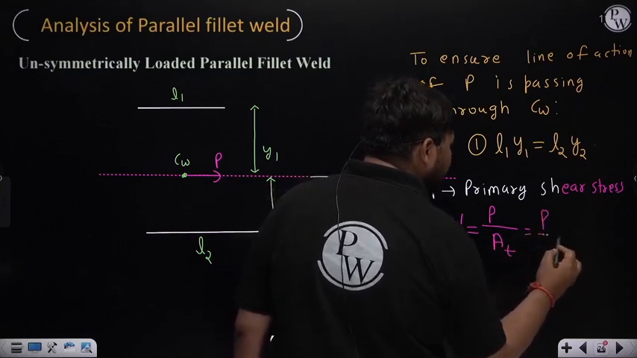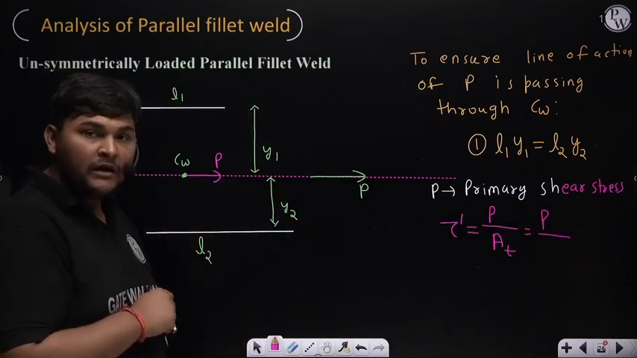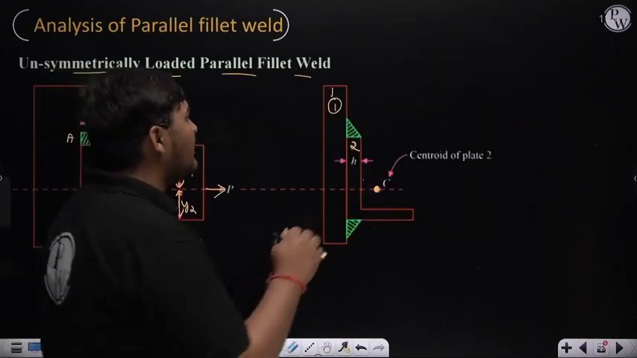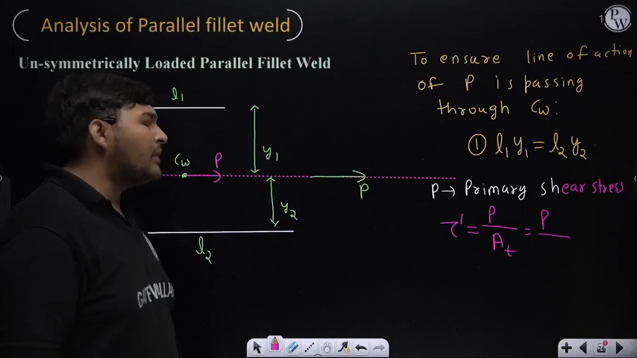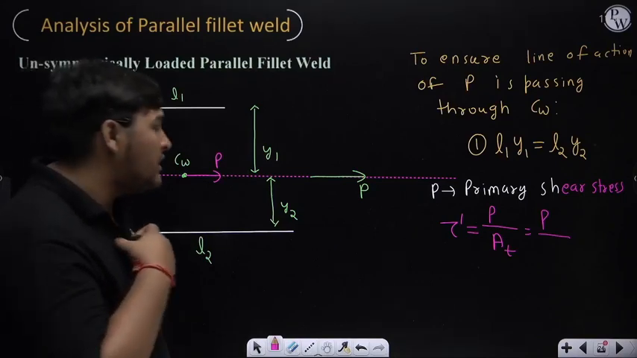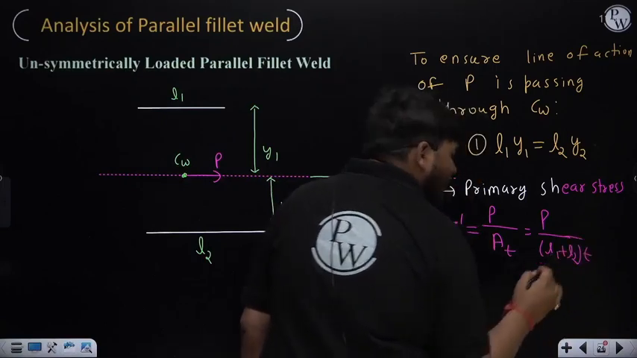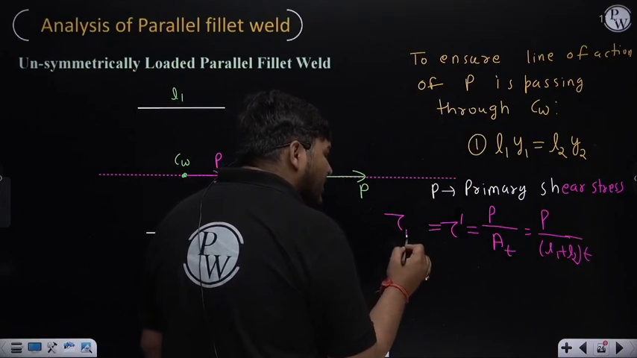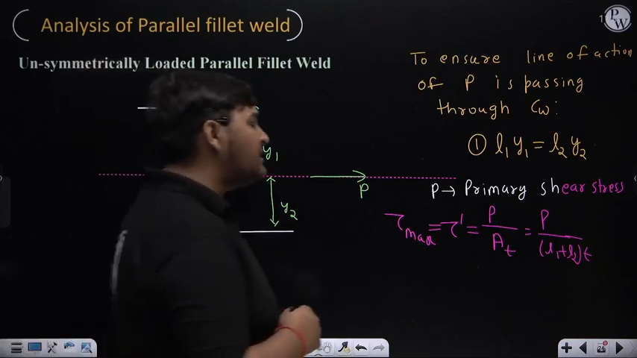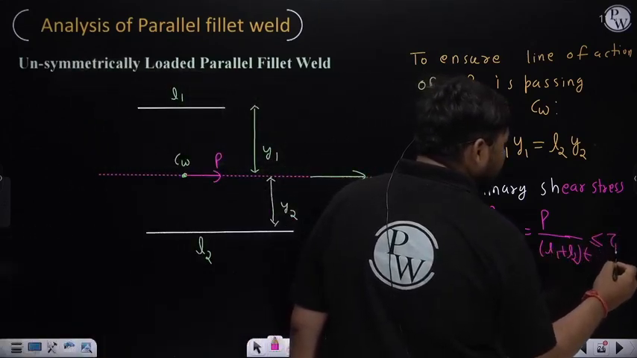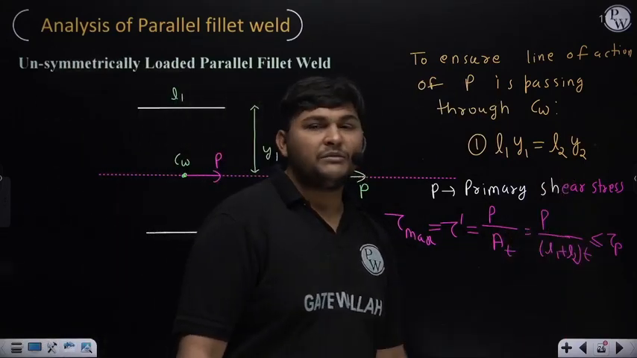Right now the total force is P, and for total throat area, in this diagram the throat area of weld 1 is L1 T. L1 is the length; I am denoting the leg dimension of the weld as H and the throat dimension as T. So the throat area of weld 1 will be L1 T, and the throat area of weld 2 will be L2 T. So the total throat area is (L1 plus L2) into T. Since no secondary stress is coming, this primary stress is nothing but the overall maximum shear stress, and this should be less than or equal to the permissible shear stress of the weld material. To find the limiting value, you can equate this with the permissible shear stress.